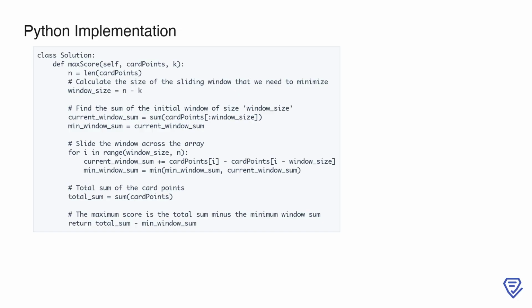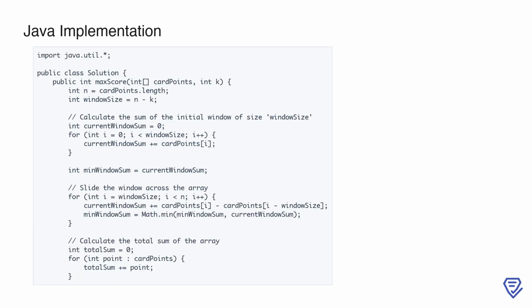This approach is efficient with a time complexity of O(n), as the sliding window requires only a single pass through the array. Here, we start by defining a method called maxScore that takes in an array of integers called cardPoints and an integer k. The goal is to determine the maximum points we can obtain by picking k cards from either the start or the end of the array. First, we calculate the size of the sliding window, which is equal to the total number of cards minus k.